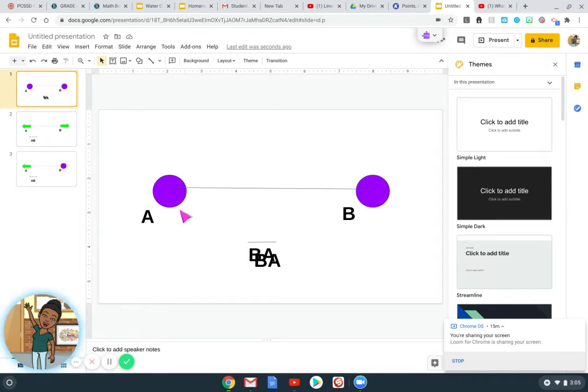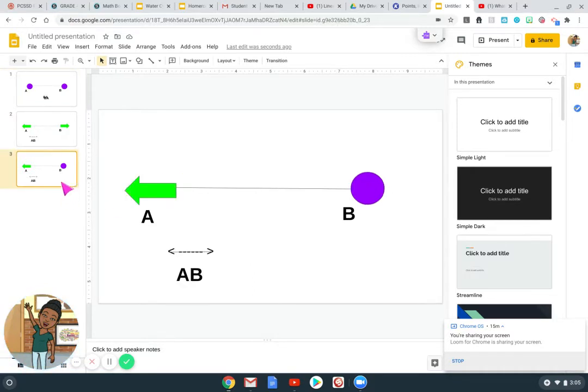Now, what if we had a line segment that only had one endpoint? It's definitely possible. This is called a ray. It's a line segment that goes on without end in only one direction. So only one direction keeps going and going and going. There is an endpoint at B.